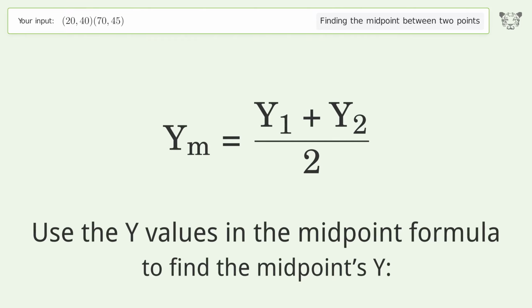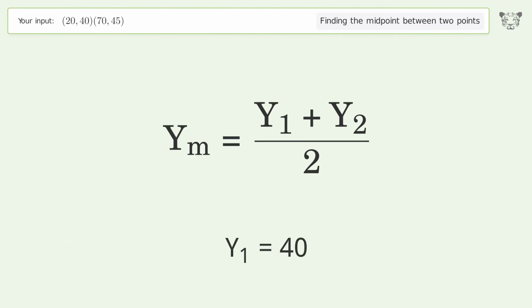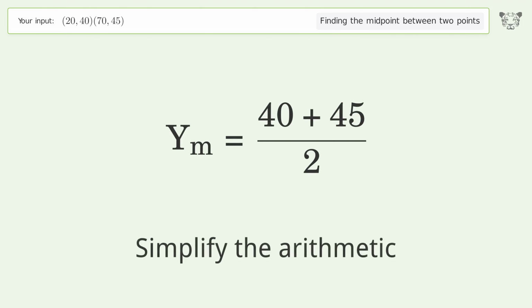Use the y values in the midpoint formula to find the midpoint's y. y1 equals 40. y2 equals 45. Simplify the arithmetic.